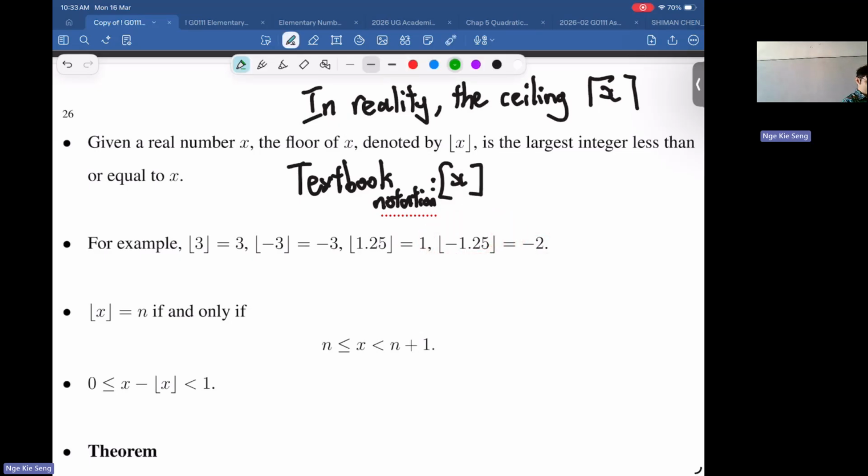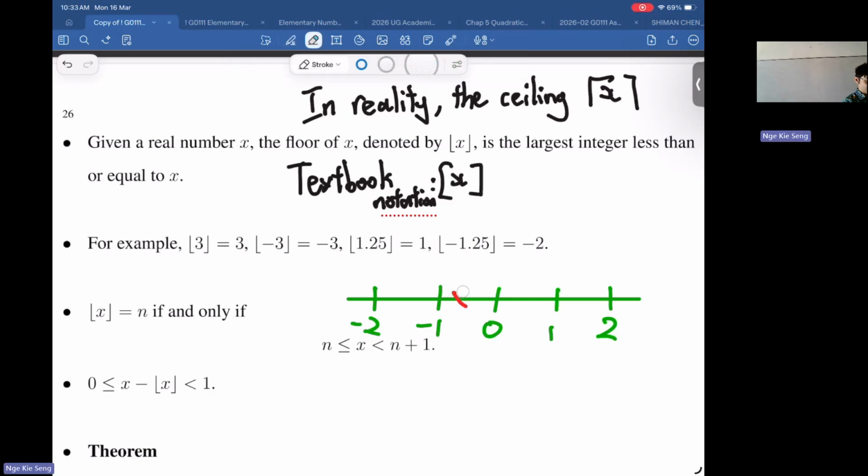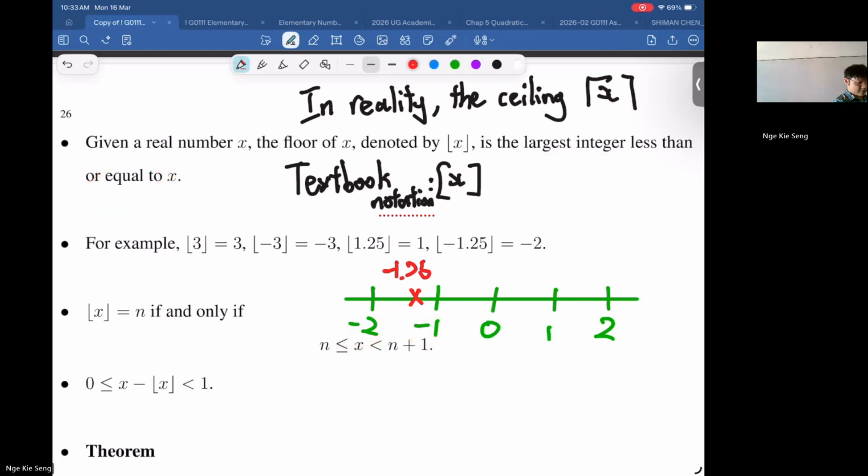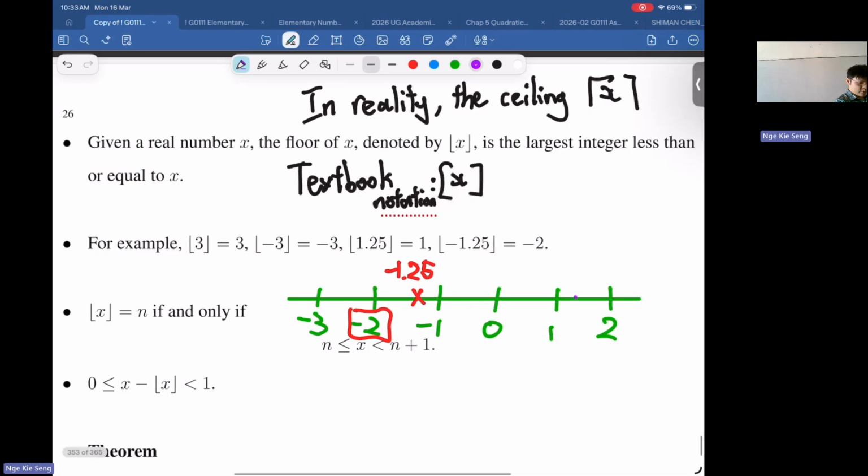So in your mind, you should have a number line, with integers as your measure, like a ruler. If it's -1.25, it's somewhere here. It's the largest integer that's less than or equal to x, so you wouldn't pick -1, because -1 is already larger than -1.25. You're going to pick -2. Similarly, for 1.25, you pick the largest integer less than or equal to x, so you won't pick 2. Does it make sense so far? You need to have this number line in your mind, and then you know what's going on.